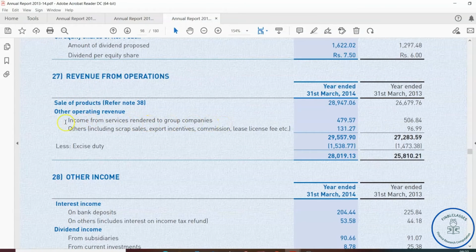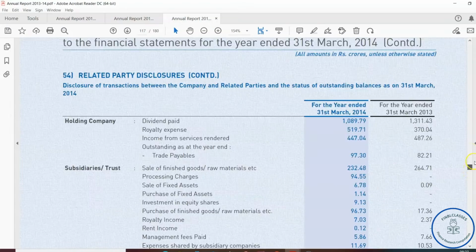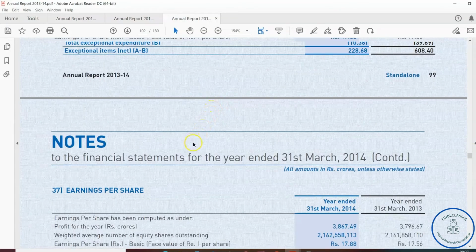So in this we can see the breakup. Income from services rendered to the group companies, which is 479.57 crore, and others including scrap sales, export incentives, commission, lease, license fee, which is 131.27 crore, right? And here once again they are breaking up sale of products, which should be referred to in note 38. So we go directly into note 38.